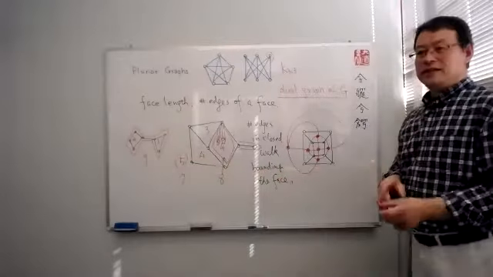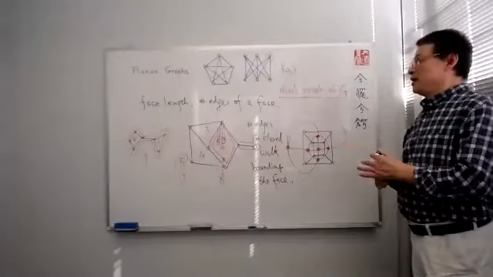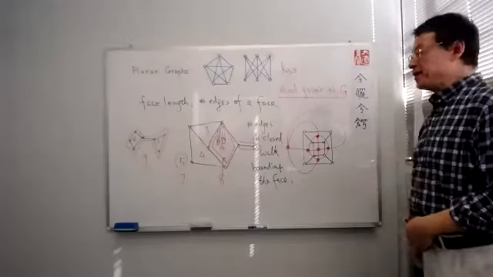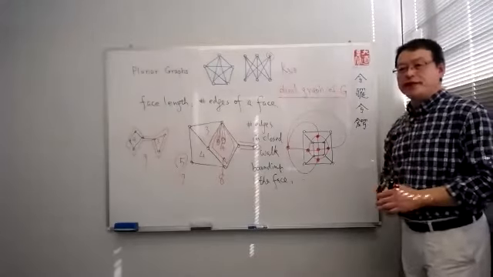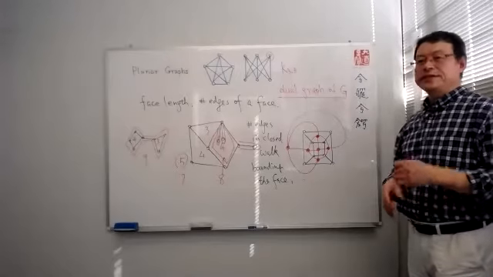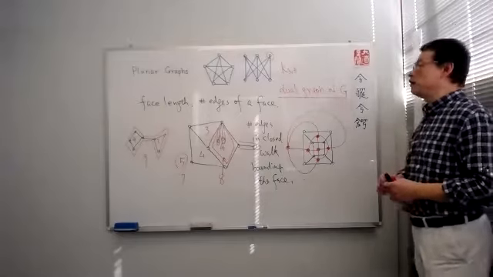Okay, so now we are ready to prove Euler's formula. For any planar embedding, there is a connection between the number of edges, the number of vertices, and the number of faces. That is summarized in the formula called Euler's formula. So now we are going to prove Euler's formula.